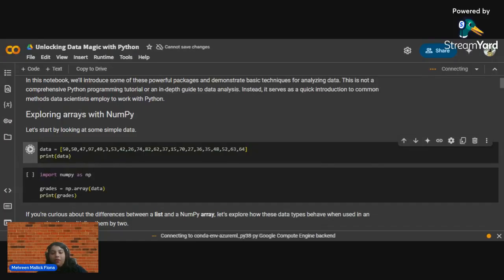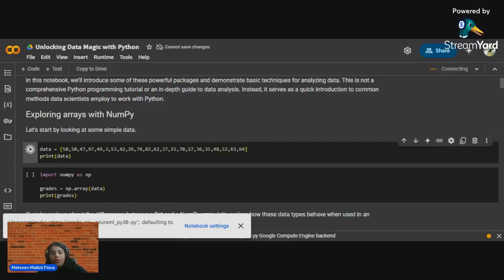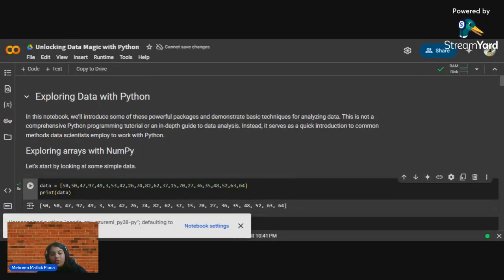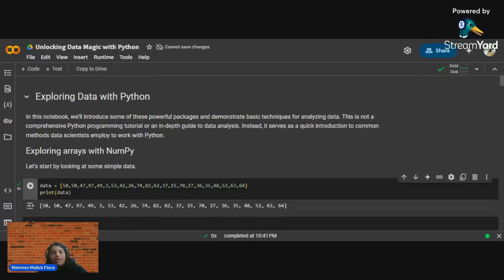If you are not familiar, it is a kind of notebook that helps us run code in short cells along with textual description, so that we can understand better. As you can see, after I hit run on this small cell, we are seeing the output of the data variable, which has 10 plus data values.